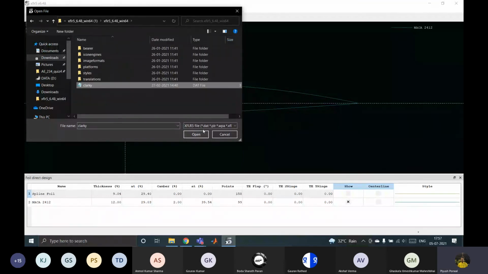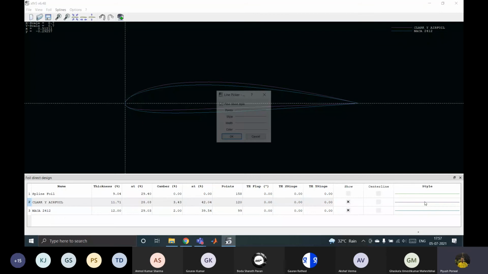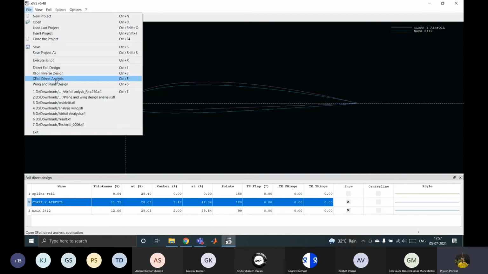So here is the Clark-Y data. You can open it here. So yeah, you can see that the Clark-Y airfoil is now visible. So from here you can change the style and all. Here we have two options, NACA 2412 and Clark-Y. Then we have how to perform the analysis.